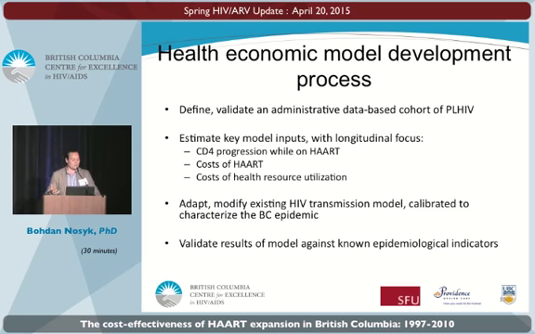Once we did that, we wanted to estimate some of our key model inputs with a focus on how they changed over time. So CD4 progression while on HAART, costs of highly active antiretroviral therapy, and costs of health resource utilization among people with HIV/AIDS. We then wanted to adapt and modify an existing HIV transmission model and calibrate it to characterize the BC epidemic. Now this would have made our actual practice scenario. And then we wanted to validate results of the model against known epidemiological indicators.